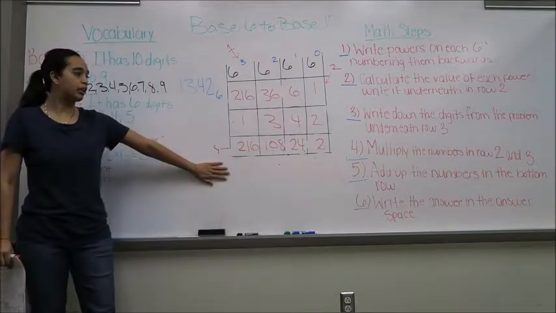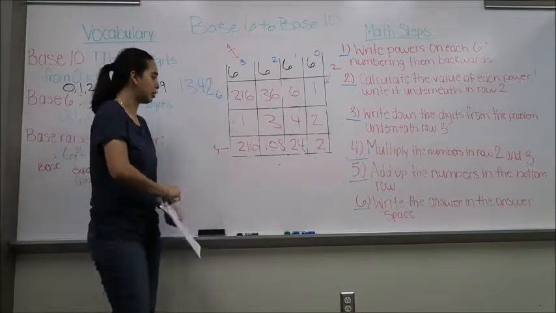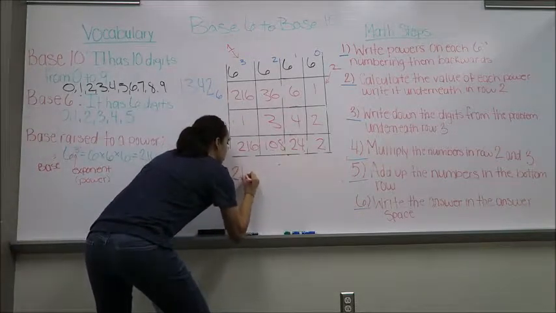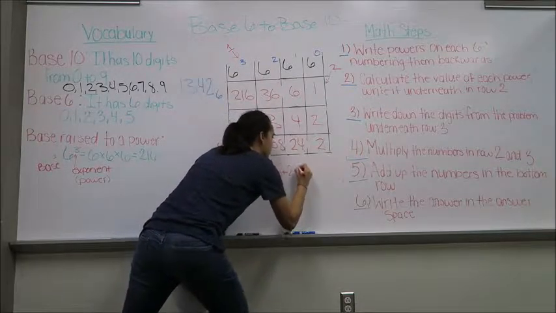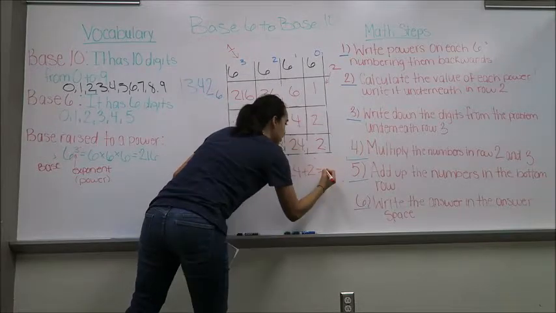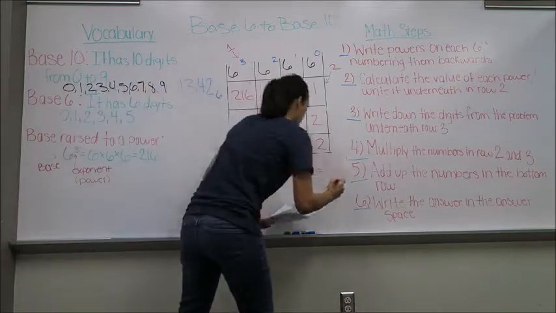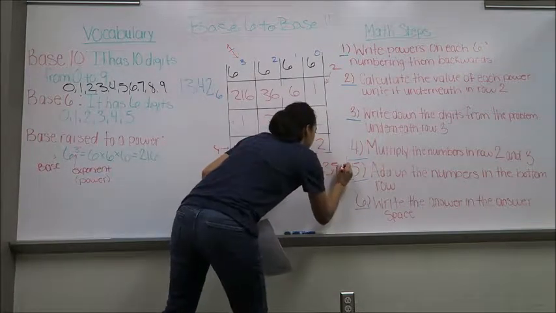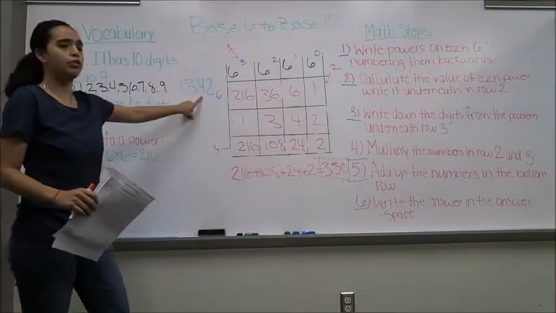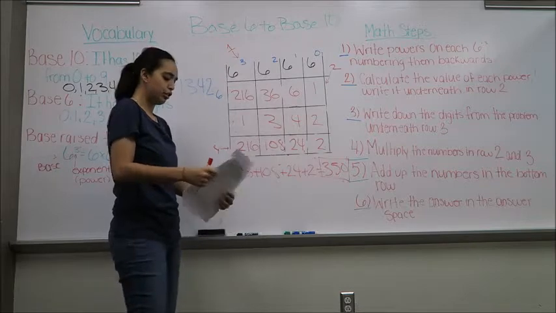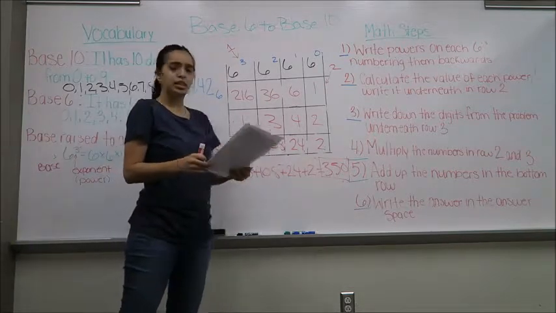Now, step 5. Does anybody remember what we do on step 5? Add up the numbers. Yes, add up the numbers. 216 plus 108 plus 24 plus 2. Anybody know? No? Okay. Well, it's 350. That's what it is. So 1,342 base 6 is 350. Does anybody have any questions?